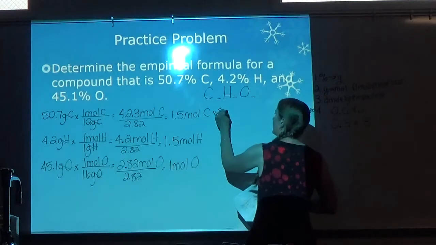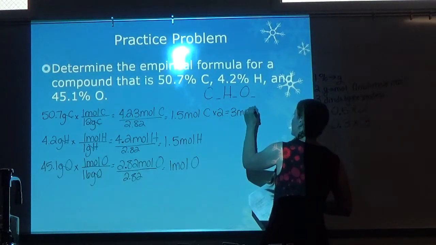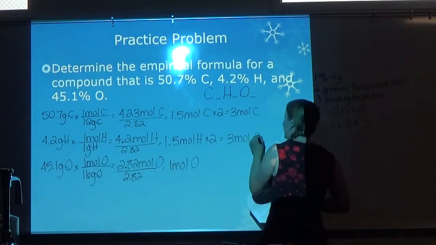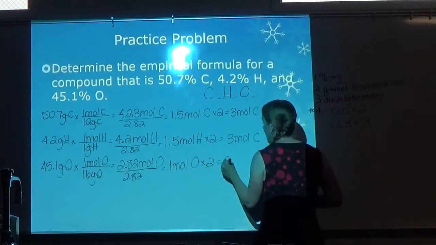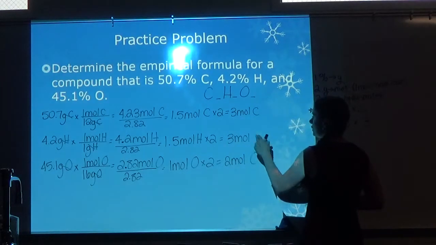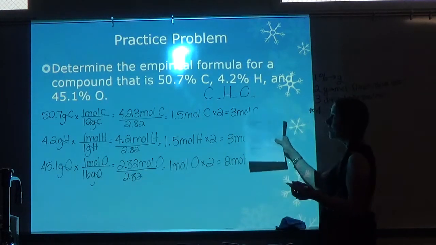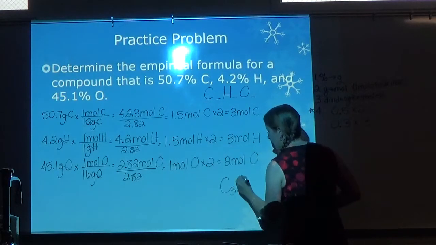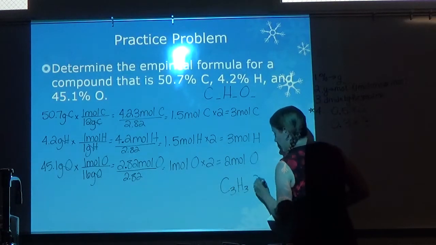So I'm going to multiply this by 2 and get 3. I'm going to multiply this by 2 and get 3. And I'm going to multiply this by 2 and get 2. Whoops, sorry, this should be an H. So now I know my subscripts. So my empirical formula will be C3H3O2.